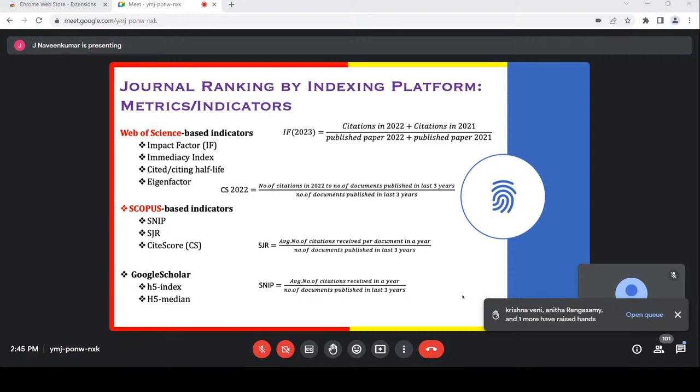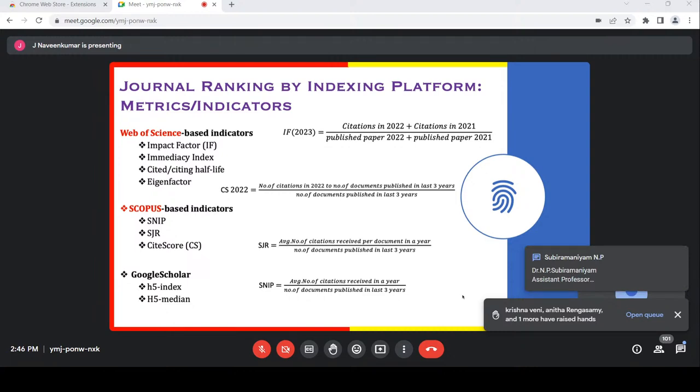That average is calculated over 2 years. If you see the equation, to calculate the impact factor of 2023, I need the citations of all the papers published in 2022 and the citations of all the papers published in 2021, divided by the number of papers published in both years. That gives me the impact factor for 2023 for that particular journal. If the impact factor is high, the journal quality is also high.